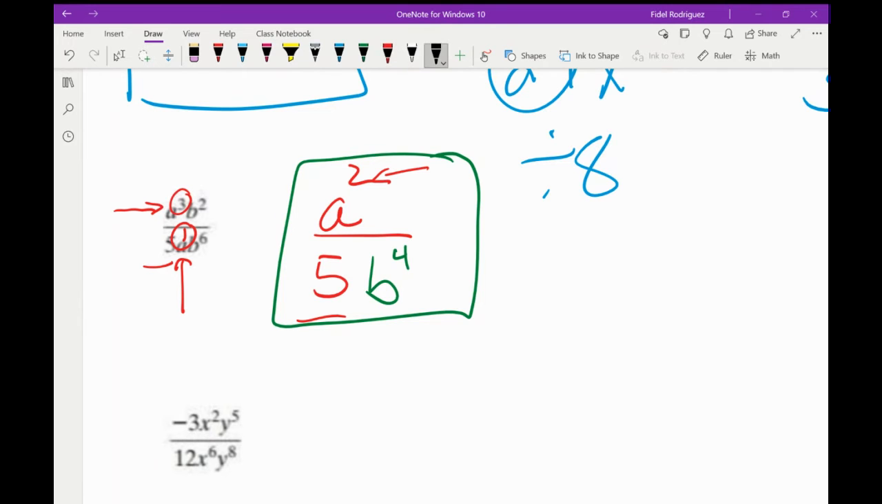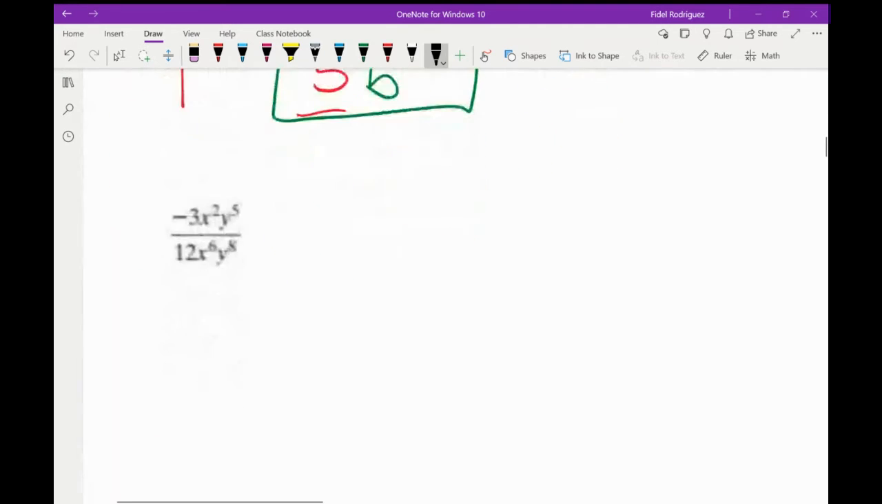And then for the b's, 6 minus 2 is going to leave me with 4. Oh, okay, thank you. Alrighty, so let's take a look at the next one here.